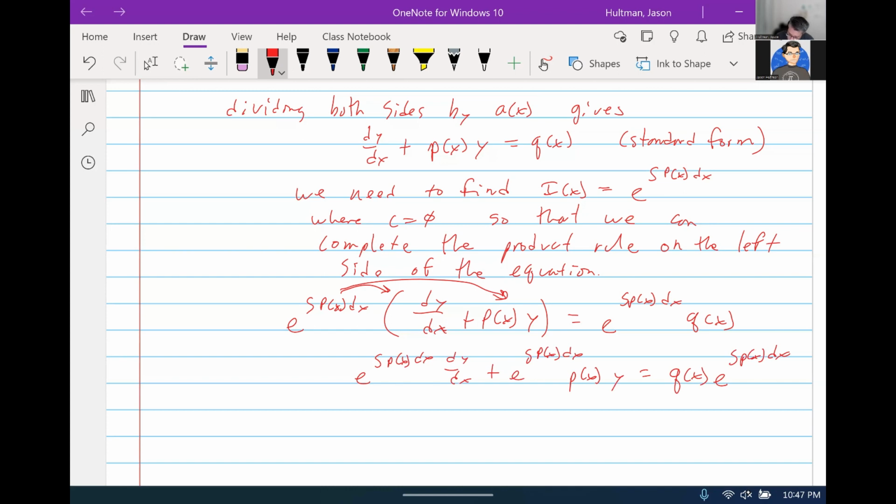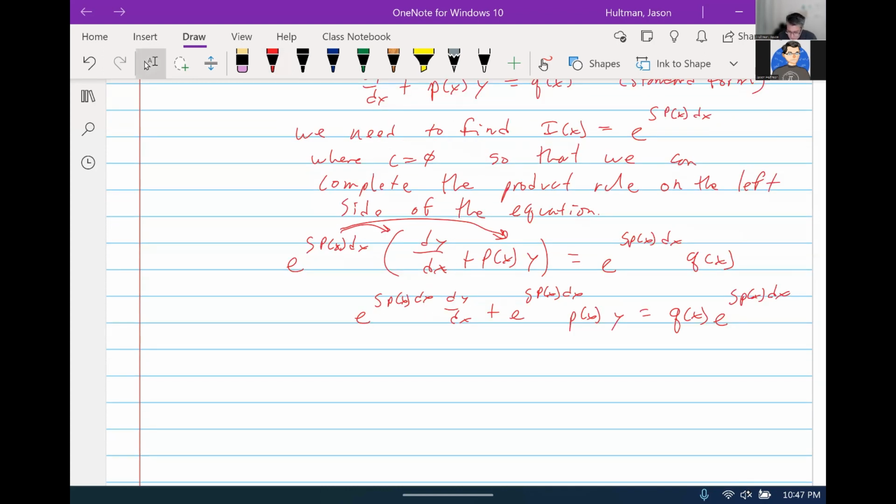So how does this help me? Okay, the idea is that if I were to take the derivative with respect to x of this e to the integral of p of x dx times y, that is just the line above.